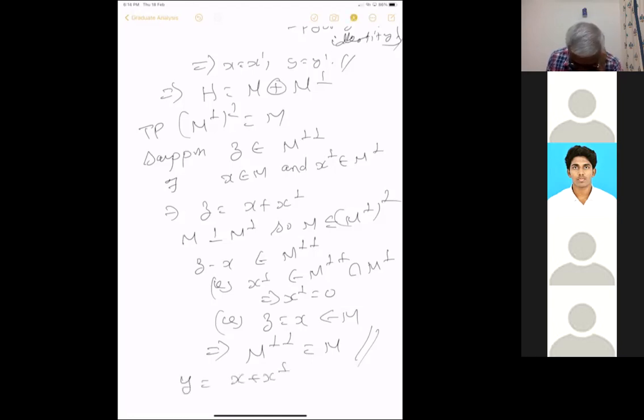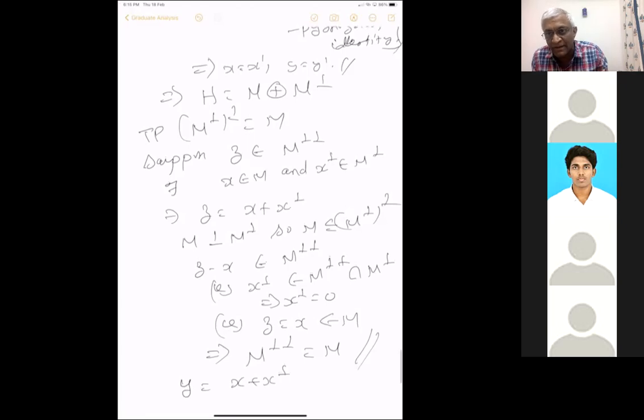Now we have chosen this x, and that is a unique point. There is no other point. This x is the nearest point from m to y. This x perp has to be the nearest point from m perp to y, because we can start from y and from m perp, choose some point x perp. Then that has to be this point because it's unique, and then you get an x which is orthogonal to this. The argument is clear.